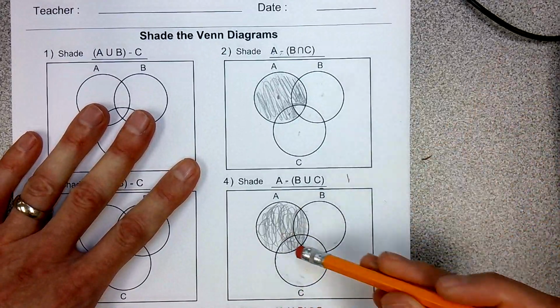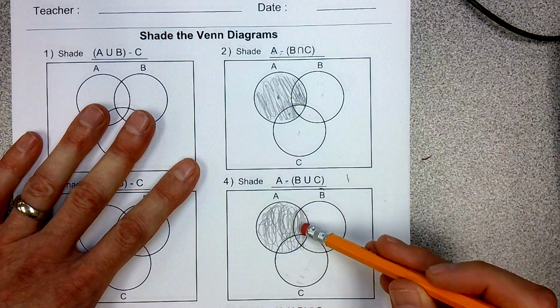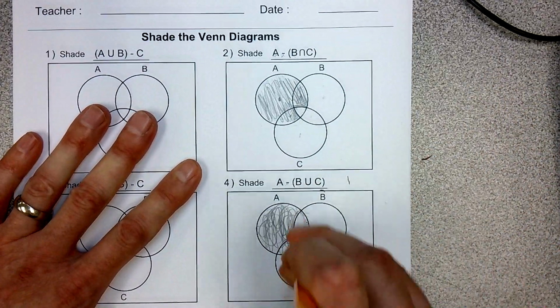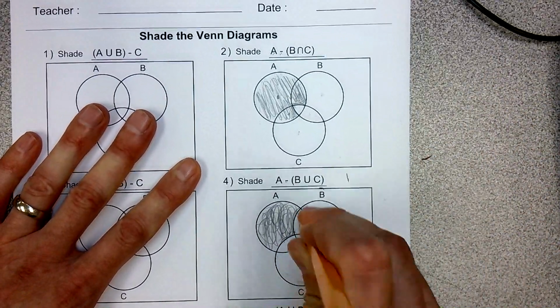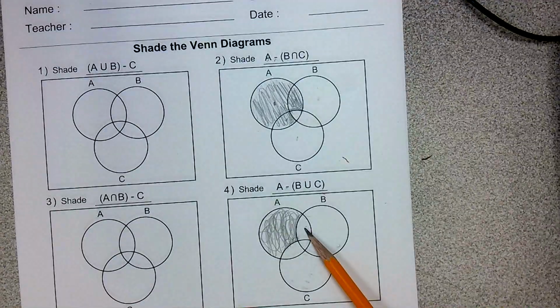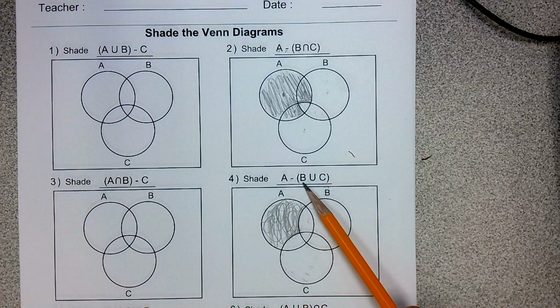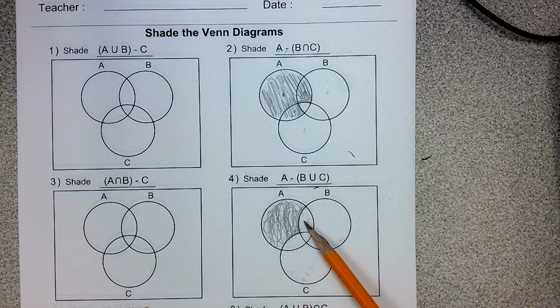So there's your all of A. This is where B and C are put together. This is in B or C. So even though this little spot here was in A, we had to take out any place where it was the union of B and C. Well, that region there was all in the union of B and C, so we had to take that out. We had to subtract it.